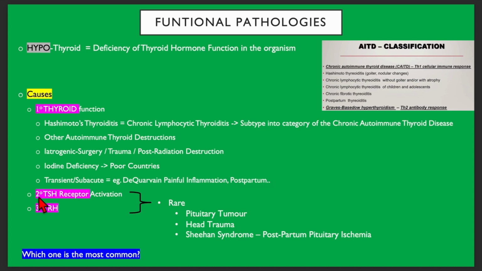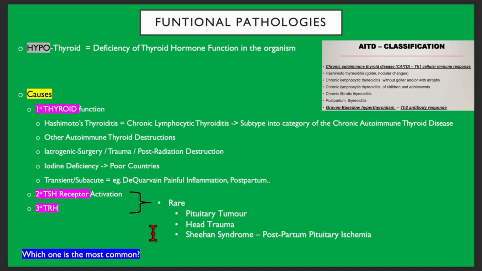Secondary means that it's the organ that controls that organ. So in the case of the thyroid, the secondary will be the pituitary. So the pituitary is secreting TSH to the thyroid. Secondary hypothyroidism means that it's one step back in the feedback loop. And tertiary means that it's two steps back in the feedback loop. So in this case, it's TRH, that's the hypothalamus. These secondary and tertiary causes, like head trauma, pituitary tumors, and stuff like that, are very rare. So let's not discuss them. We're going to discuss the primary hypothyroidism.